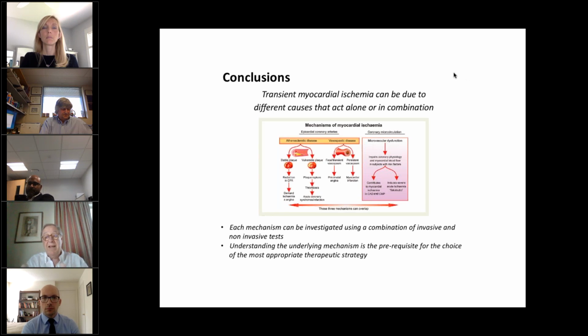Again, microvascular dysfunction can lead to transient myocardial ischemia, like the cases I've described to you in this webinar, or to prolonged ischemia, and in this case you can have what we call takotsubo. Each mechanism can be investigated using a combination of invasive and non-invasive tests. Understanding the underlying mechanism is the prerequisite for the choice of the most appropriate therapeutic strategy. Thank you.